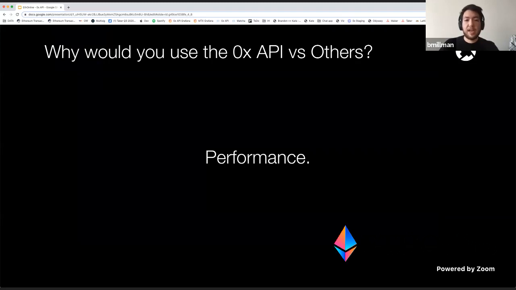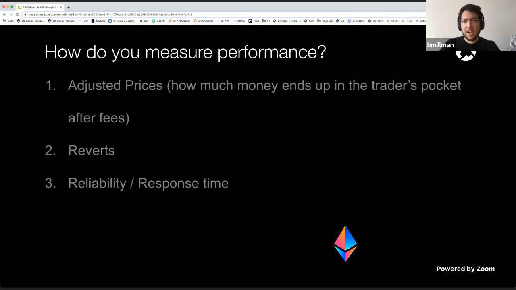But first, how do we actually measure the performance of our API? So we track kind of 3 metrics pretty closely. The first metric is adjusted price. Adjusted price basically means the price that you get for a trade after fees. So it's how much money ends up in a trader's pocket after fees. The second thing that we goal on is reverts, keeping them low. And the third thing that we goal on is reliability and response time, and kind of classic web API performance metrics.